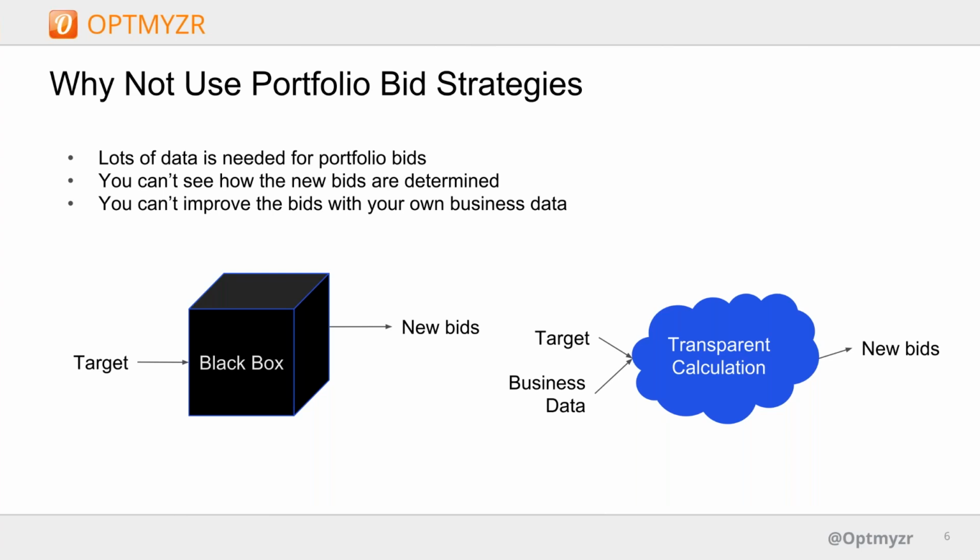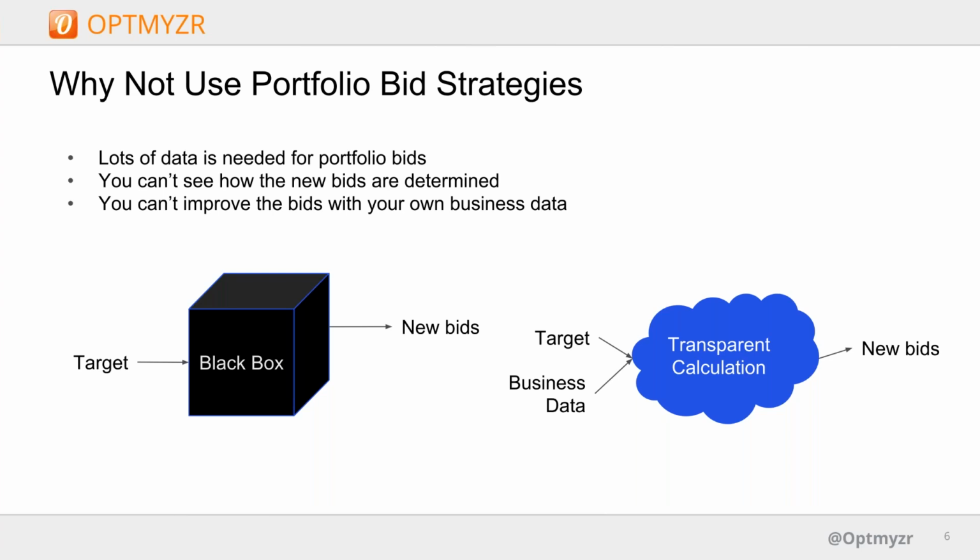Now, nobody cares about the black box when the bids that come out of it are working. But if for some reason the bids all of a sudden aren't so great anymore and the performance is going down, you really would want to look inside the black box and understand what factors Google is considering. Are they maybe missing something that I know about my business that they should have taken into consideration? And that's what you see in the blue cloud on the right side.